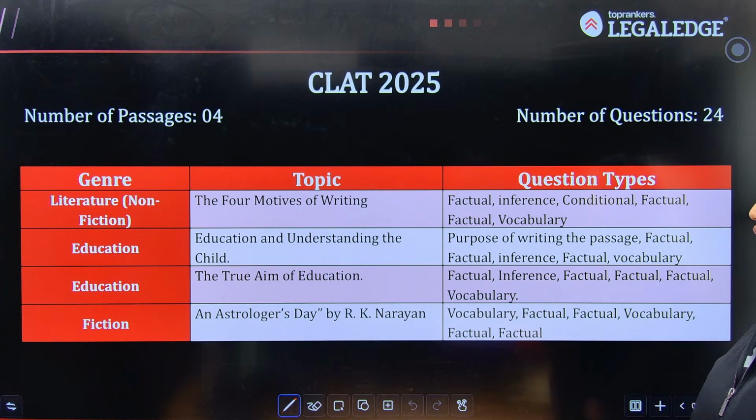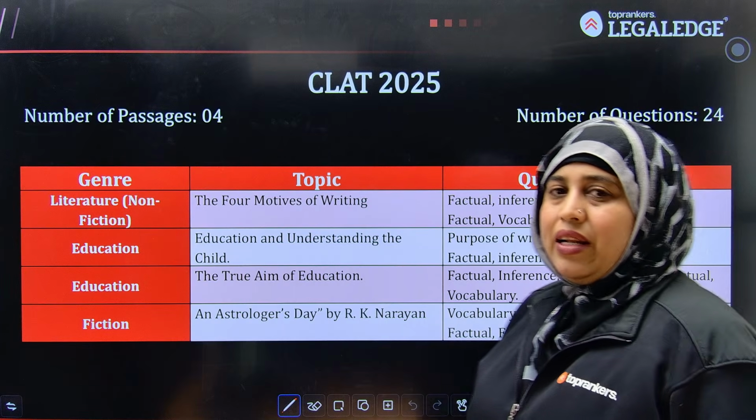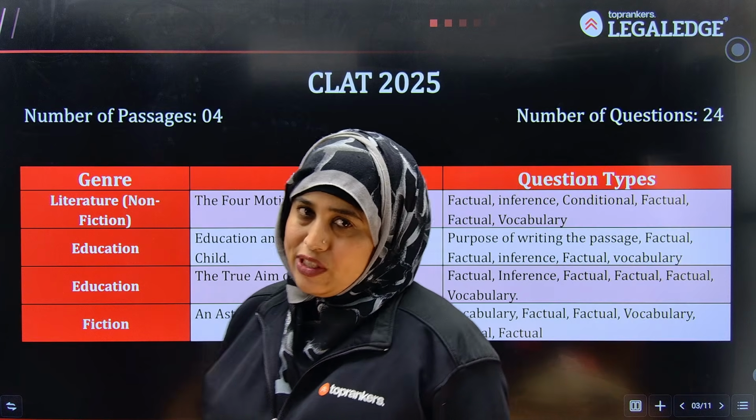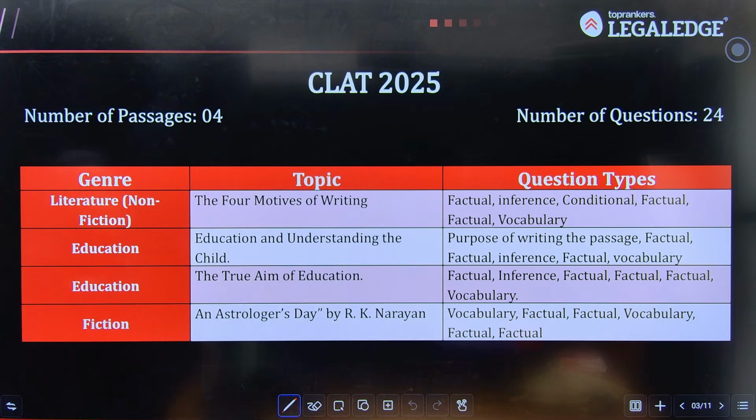Now, CLAT 2025. In CLAT 2025, we got 4 passages with 24 questions. You can see, students, the first passage was around literature, non-fiction. The topic of the passage can be the 4 motives of writing. The questions asked there were around factual. You can see 3 questions were factual and 1 question was around inference.